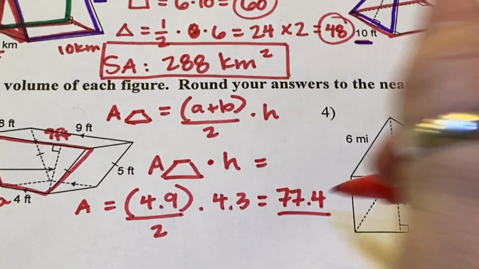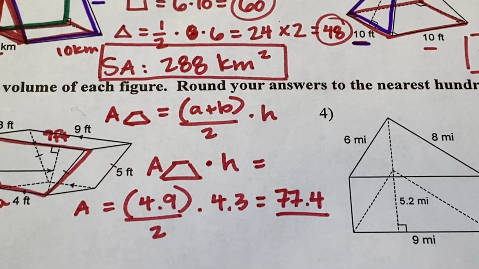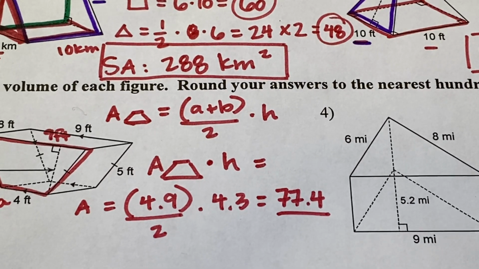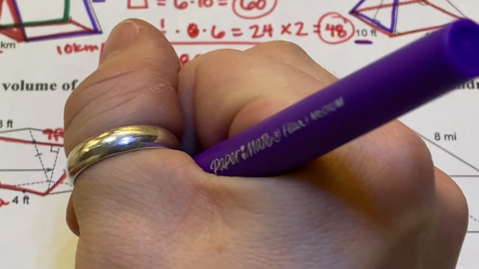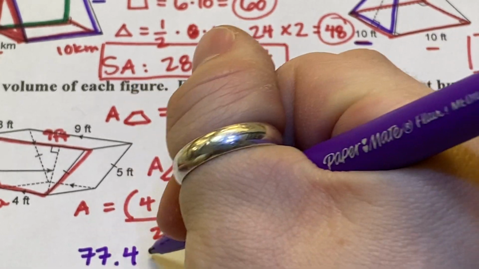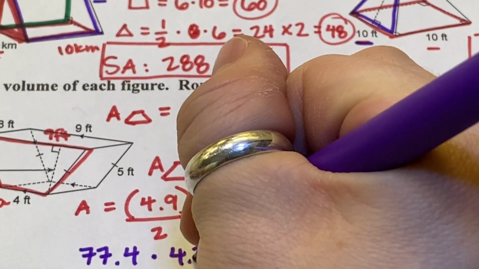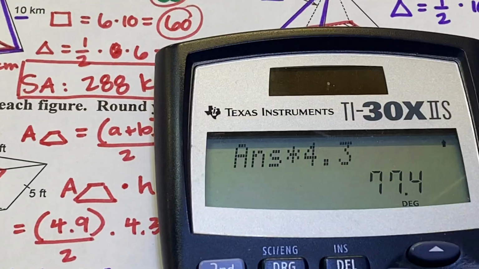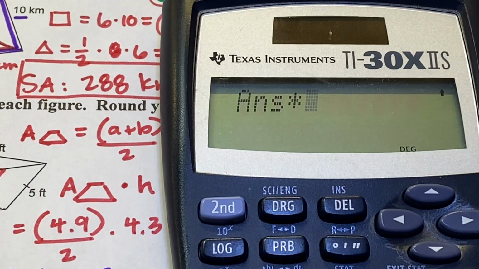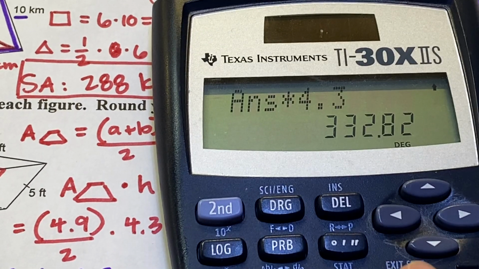We need to take the area, multiply it to the height of this prism. Okay, so how tall is it? Hint, we already know what the height is. How tall is this prism? 5 feet? Nope, 4.3. 4.3, beautiful. So we're going to take the area, multiply it to the height again, 4.3. 77.4 times 4.3. And I get a volume of 332.82.